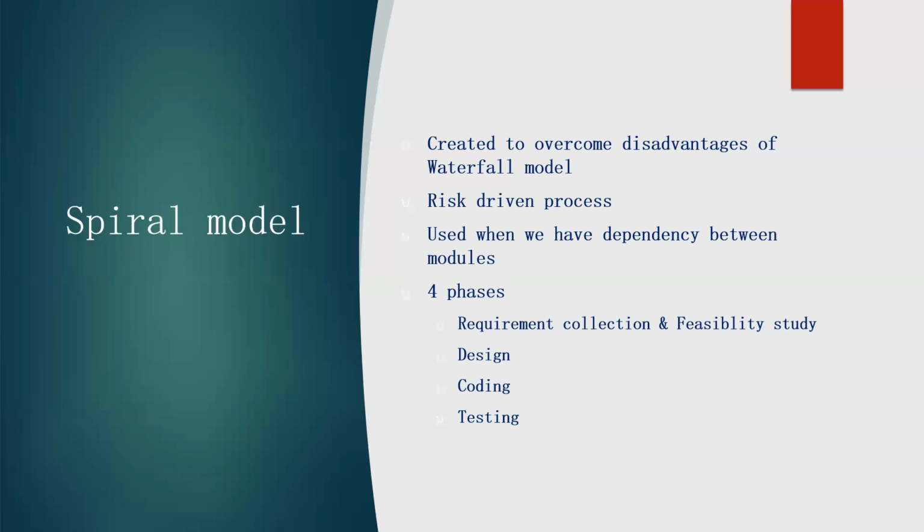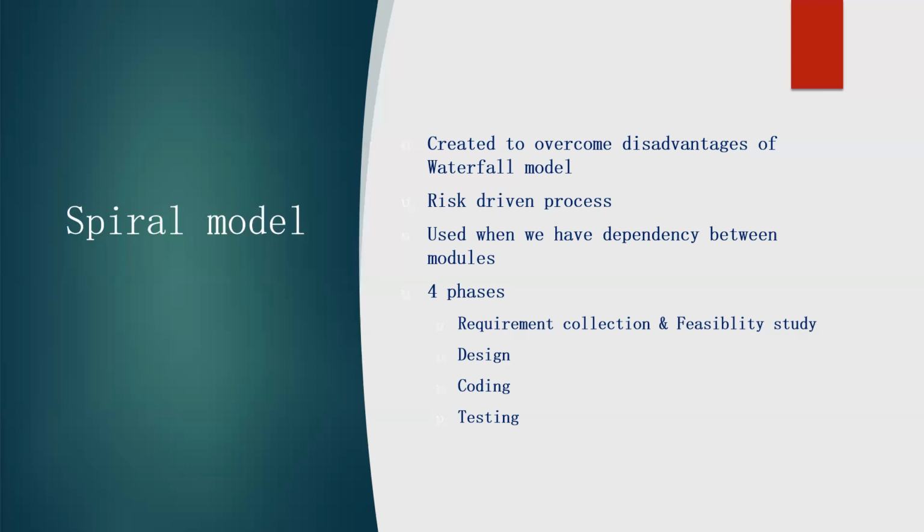So to overcome the disadvantages of the waterfall model, we have something called the spiral model. From the name itself you will come to know the spiral model is something which goes in a spiral way. Okay, this is a risk driven process.